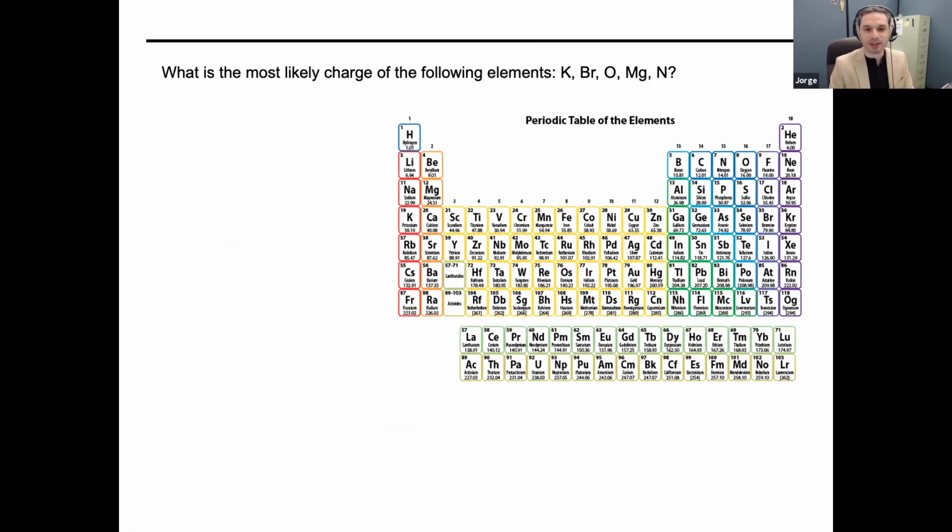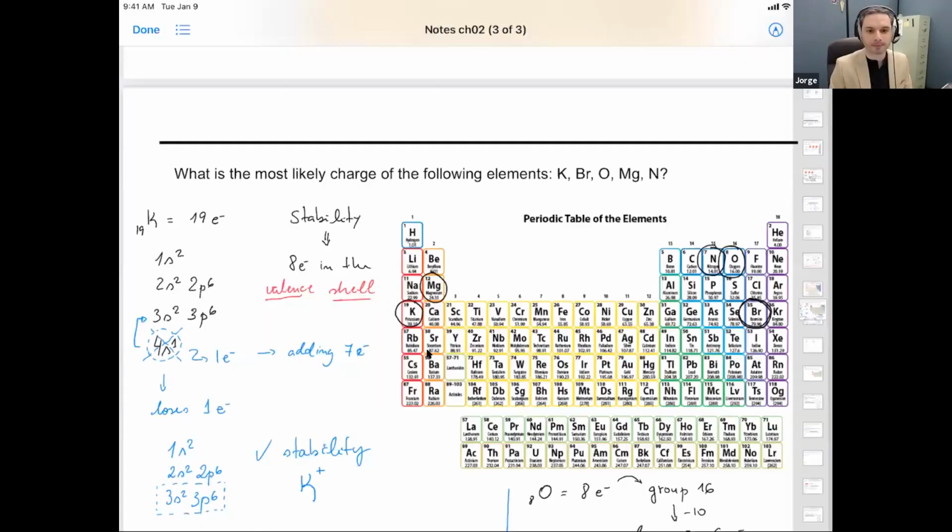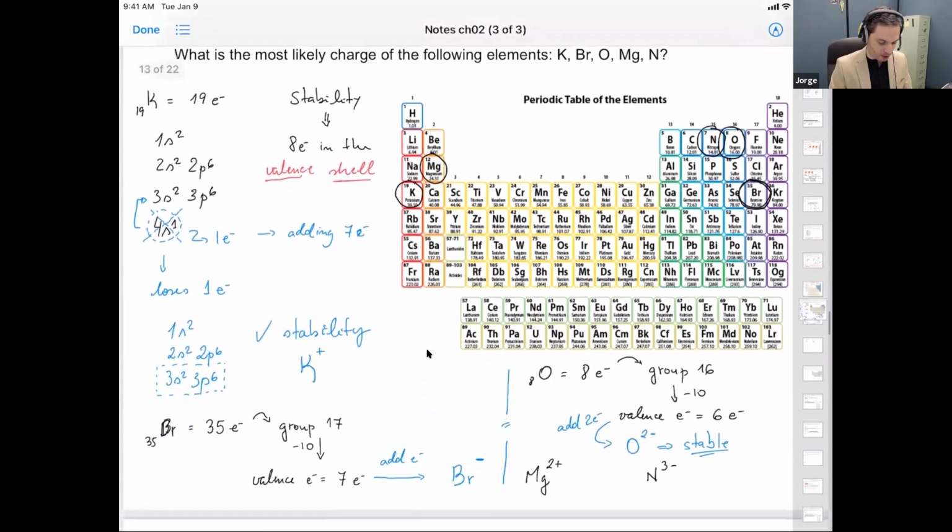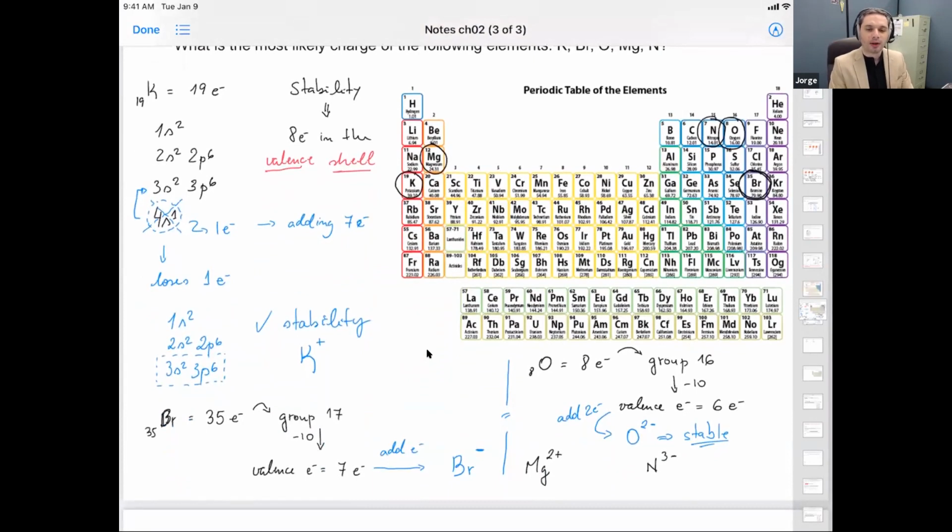Then the last thing we did was to quickly determine the most likely charge for the following elements. So let me go to the other screen now. So that is what we did. I showed you in detail for potassium. And then for the other elements, I showed you how to use the trick of looking at the group number that the element belongs to, and then figuring out if electrons need to be added or lost.